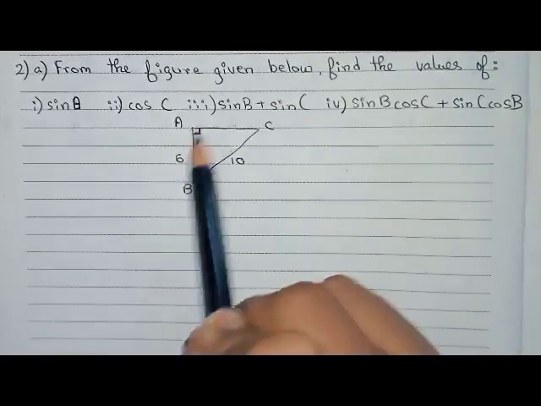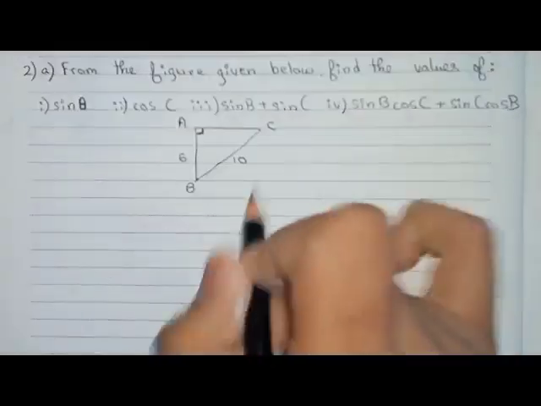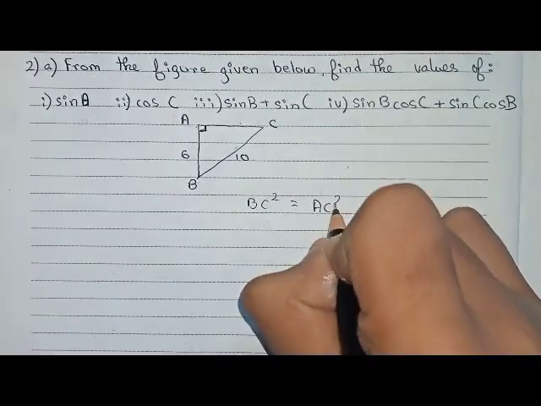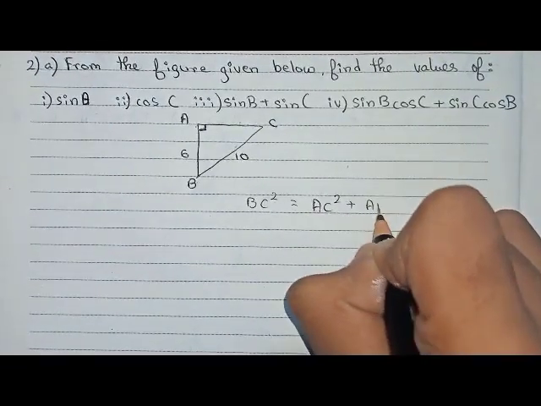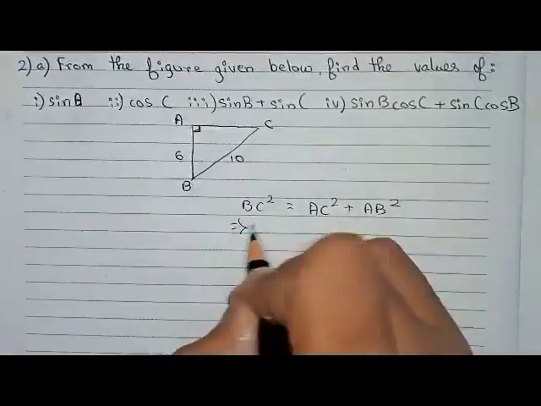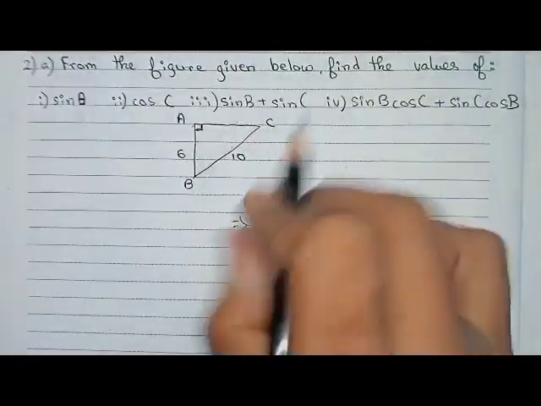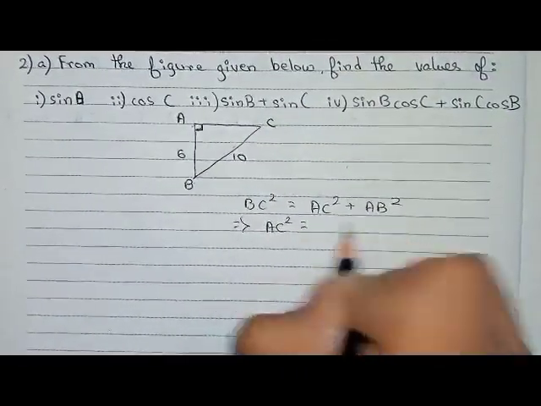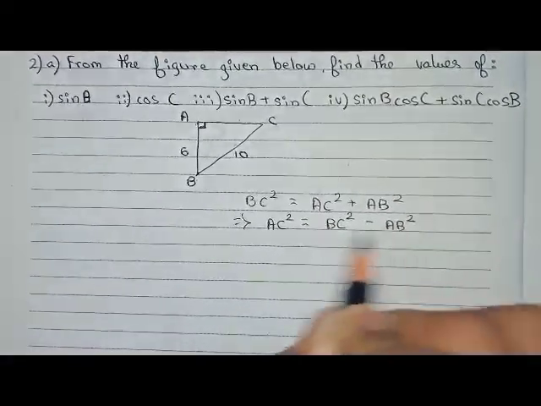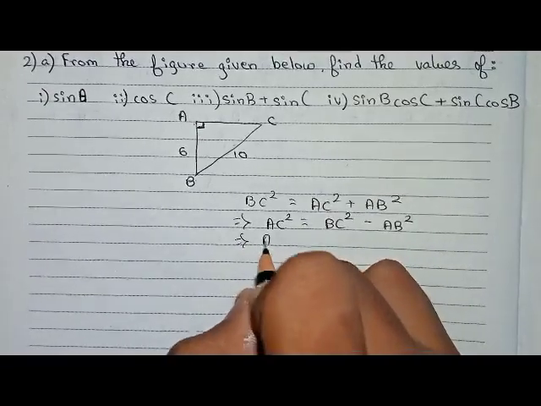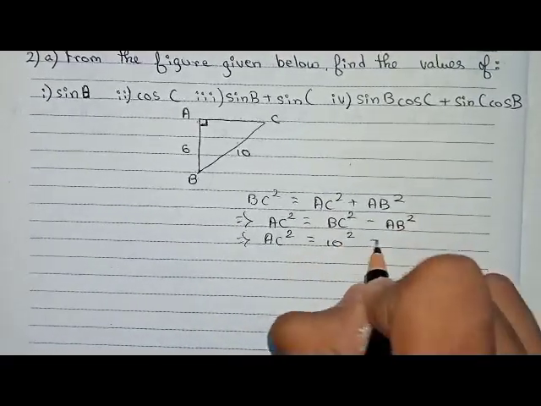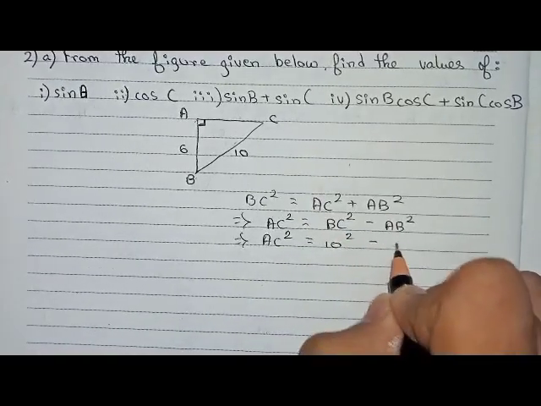So in this right angle triangle, our hypotenuse is BC. So therefore BC square is equal to AC square plus AB square. First we arrange this equation like this: AC square will be equal to BC square minus AB square. Now I have to find the value of AC. So AC square is equal to BC, which is 10, minus AB, which is 6.